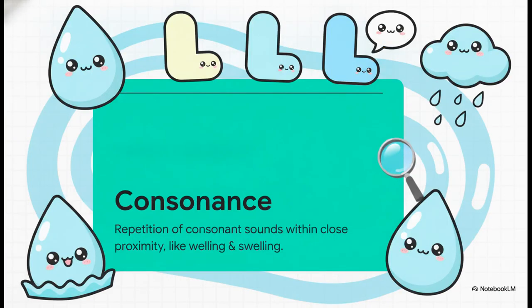To pump up the musical rhythm of the piece, she peppers in consonants. A really great example of this is the repeating L sounds in the phrase "welling and swelling." Try just whispering that out loud to yourself. You can literally hear the auditory representation of water moving. It drives the emotional weight of that ocean tide right into the reader's ear.